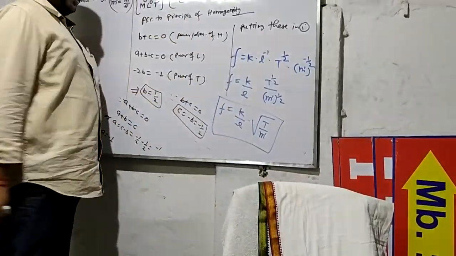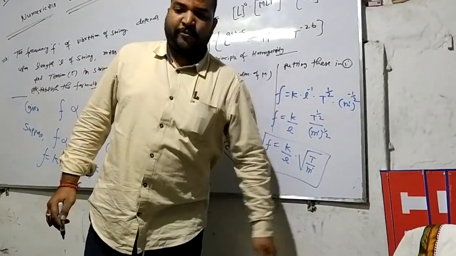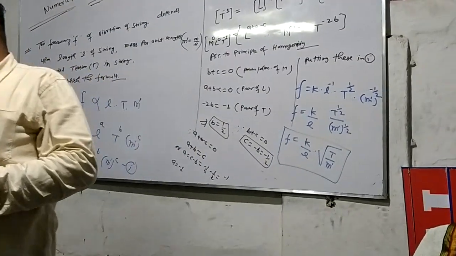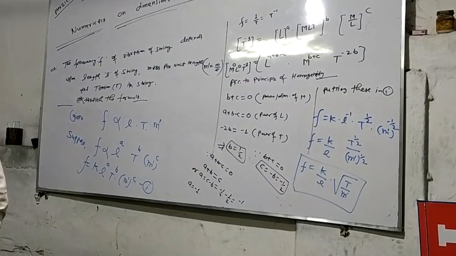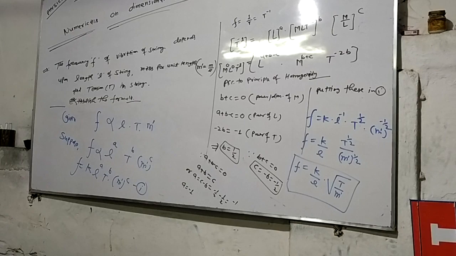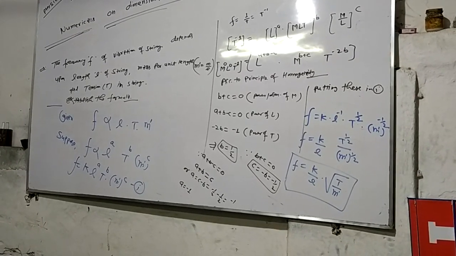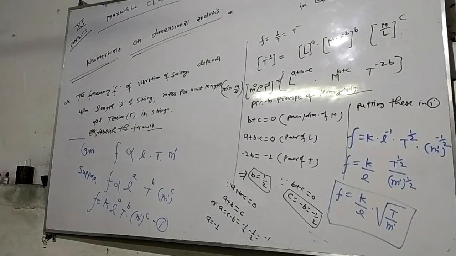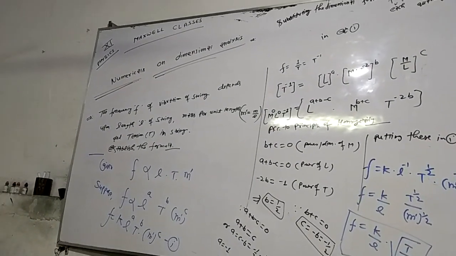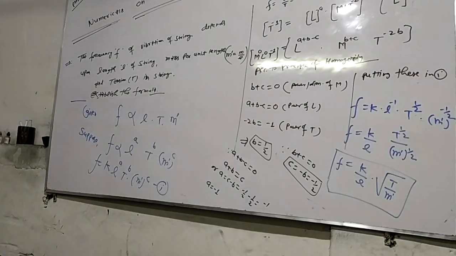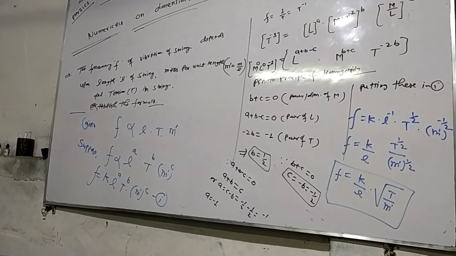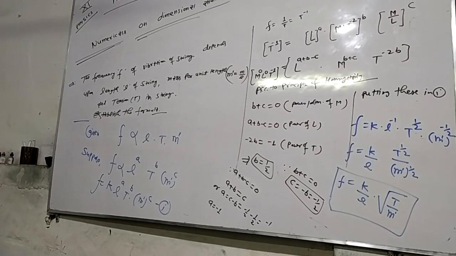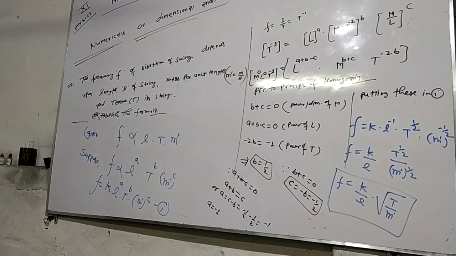This is the frequency of vibration of a string. This is the formula for the frequency of vibration of a string. Look up at the board simply. This is the formula for the frequency of vibration of a string. No need to get disturbed, no need to have a separate procedure.